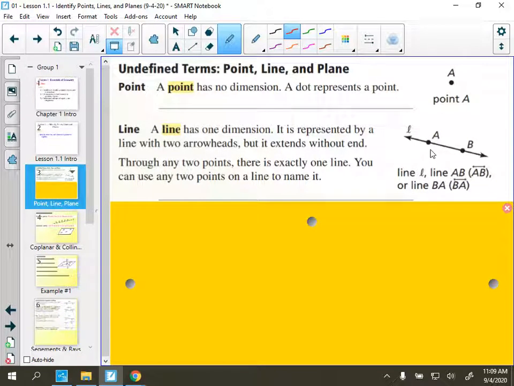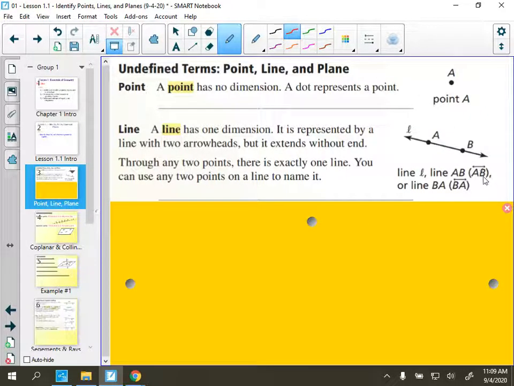The other option would be to use any 2 points on that line to name it. So again, if we're going to use that method of naming this line, there's only one option to do it. Well, 2, I guess. You could name this line AB, because I can see from above, these are 2 points that are on this line. I could also call it line BA. It doesn't really matter the order, left to right, right to left.